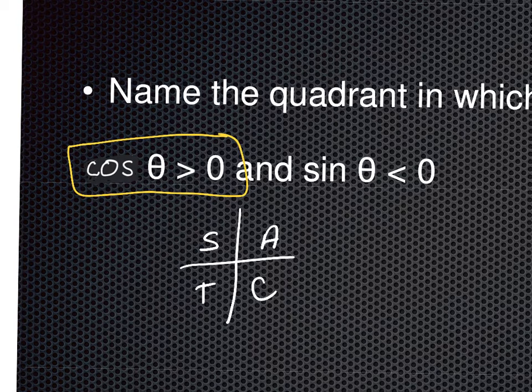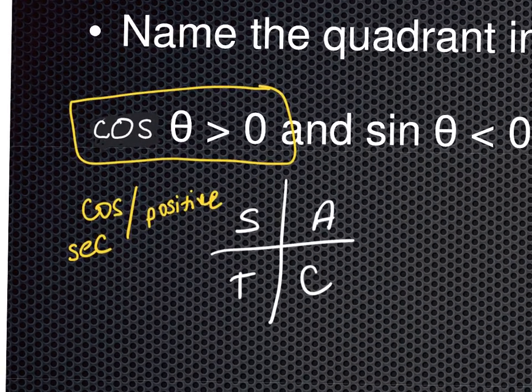It says cosine is greater than 0. So cosine, and its reciprocal if you need to write it, greater than 0 means it's what kind of an answer, positive or negative? Positive. So let's find where cosine is positive. In the first quadrant, is cosine positive? Yes. In the second quadrant, is cosine positive? No. In the third quadrant, is cosine positive? No. In the fourth quadrant, is cosine positive? Yes.